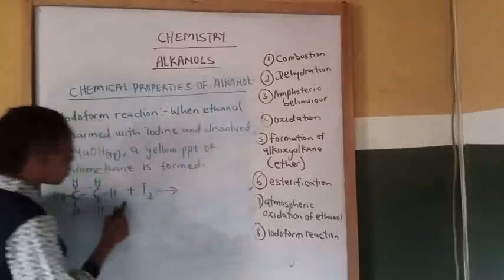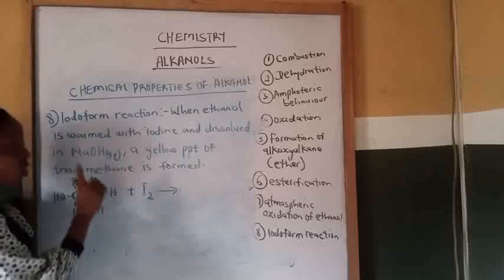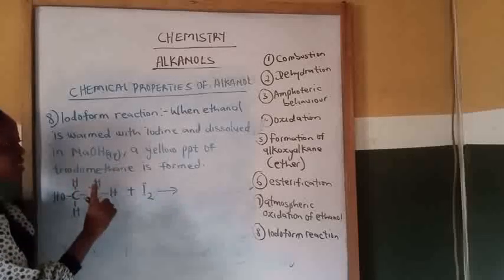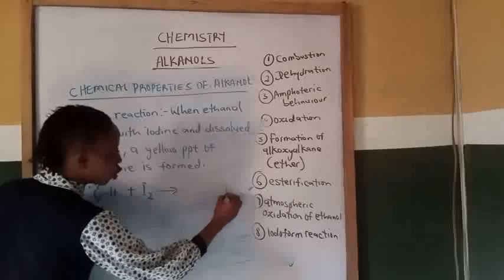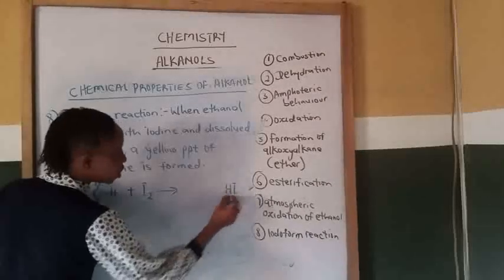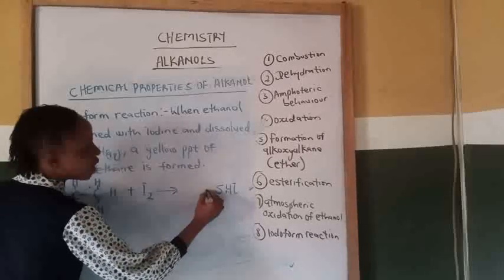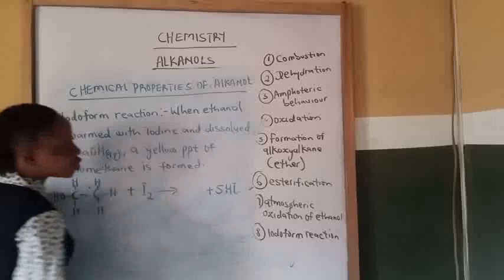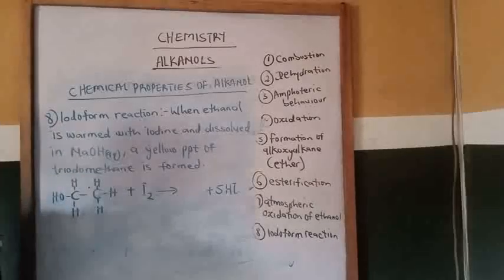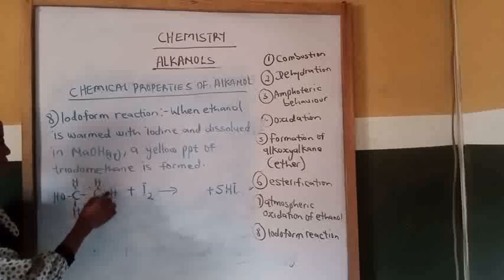So when we eliminate 5 hydrogen atoms, each hydrogen atom will combine with 1 iodine. So hydrogen plus iodine will give us hydrogen iodide. So it shows that we are going to have 5 molecules of what? Of hydrogen iodide. 5 molecules of hydrogen iodide. So we are going to eliminate 5 hydrogen atoms.